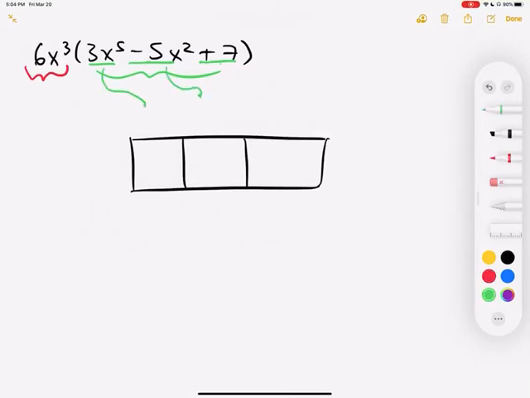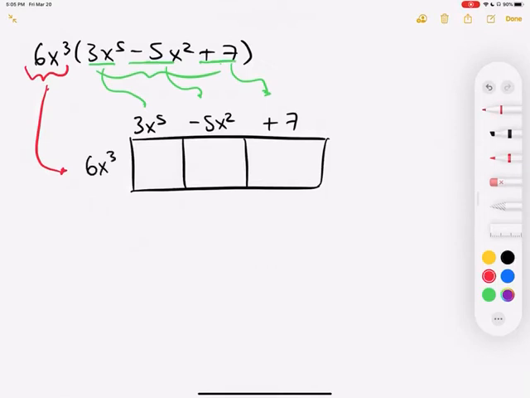So I'm going to place each of those terms as a part of the long side of the rectangle. The first term is going to be 3x to the power of 5. The second term is going to be negative 5x squared. Remember that they carry over their signs. And the last one is going to be positive 7. And this monomial outside the parentheses, I'm going to place on the short side, which is 6x to the power of 3.